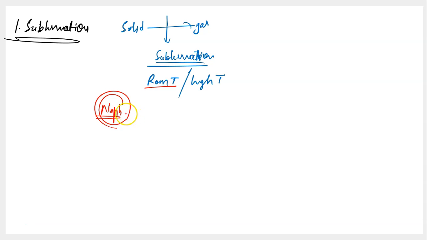If you expose naphthalene to atmosphere, you don't even need to heat it. If you expose naphthalene to atmosphere, it will convert itself into gaseous physical state. So naphthalene is an example of a molecule which can undergo sublimation at ordinary conditions.